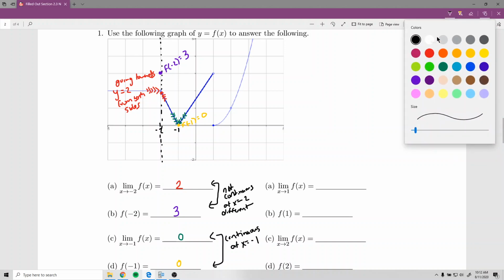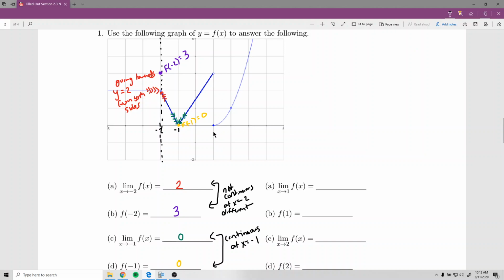All right, so the next part we're interested in is at x equals 1, which is right here. What's the limit as x goes to 1?